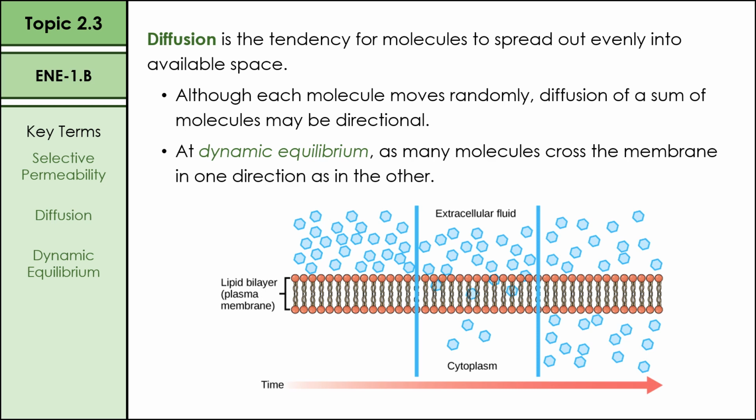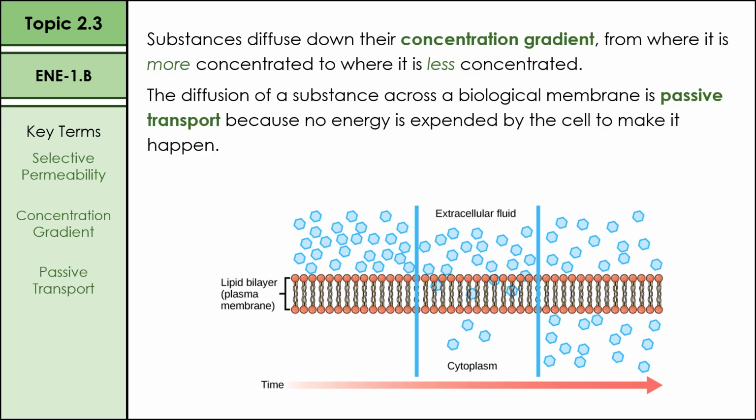When we eventually reach something called dynamic equilibrium, that just means that we're equal on both sides and that we're moving equally in either direction. So why do molecules diffuse? Well, it comes down to their concentration gradient. When we say that something is more concentrated, that means that it has more of a substance on that particular side, and we can compare that to something that is less concentrated. We have less concentration on one side.